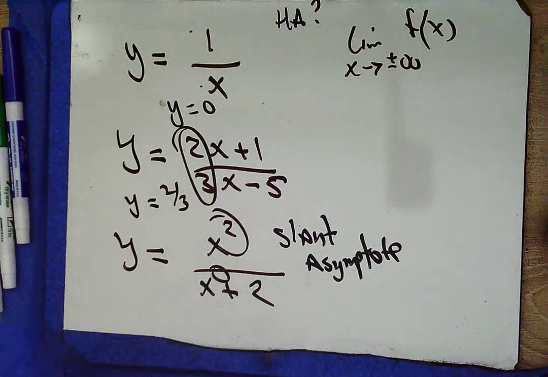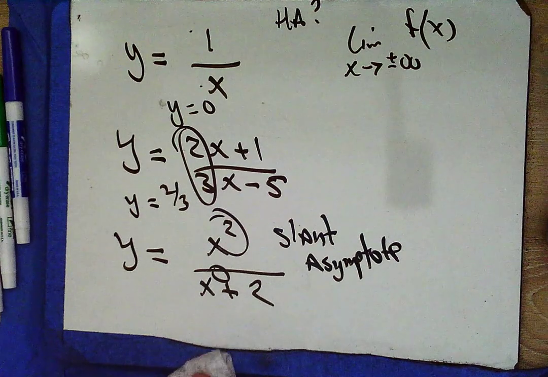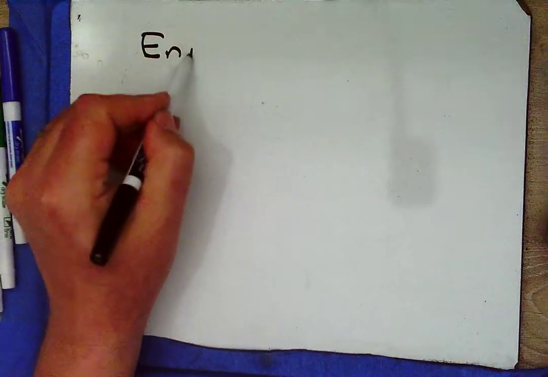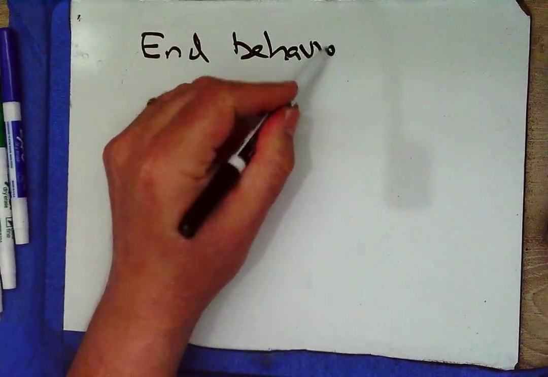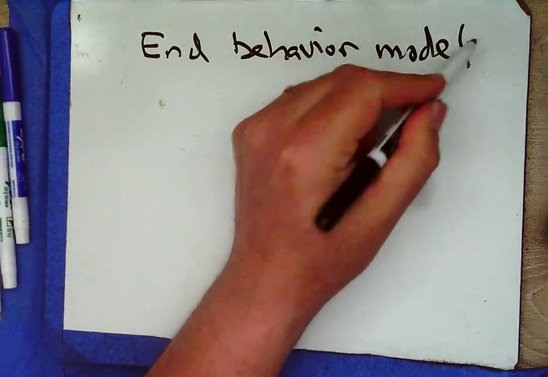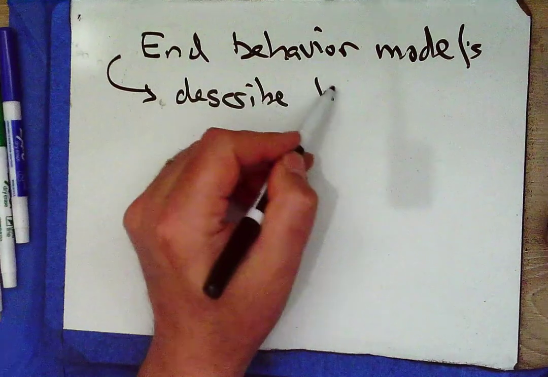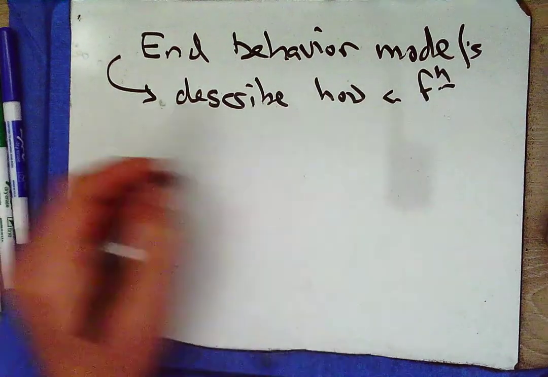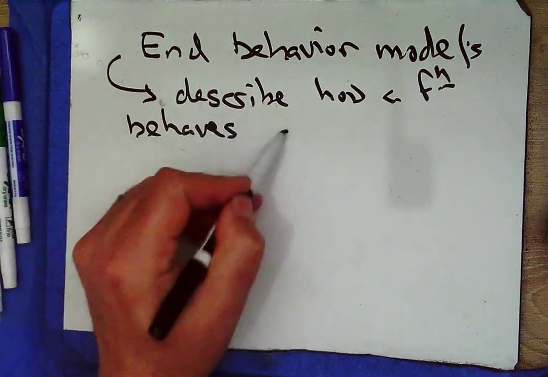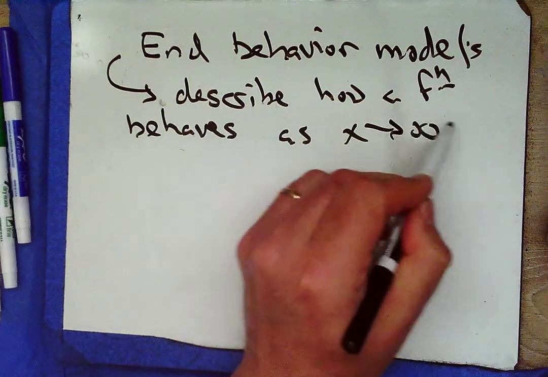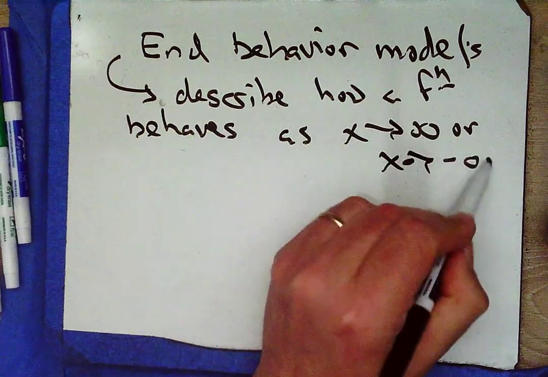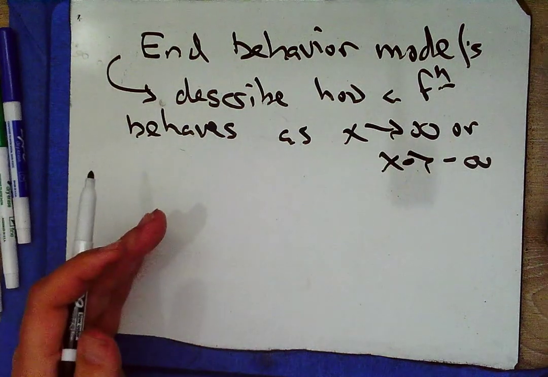And that works really well, except now I kind of want to do this differently because we're going to be thinking in terms of limits and we're going to be thinking about what we're approaching. So instead, I want to have a conversation about end behavior models. End behavior models are essentially describing how a function behaves as x heads to infinity or x heads to negative infinity. And some of them we already know.